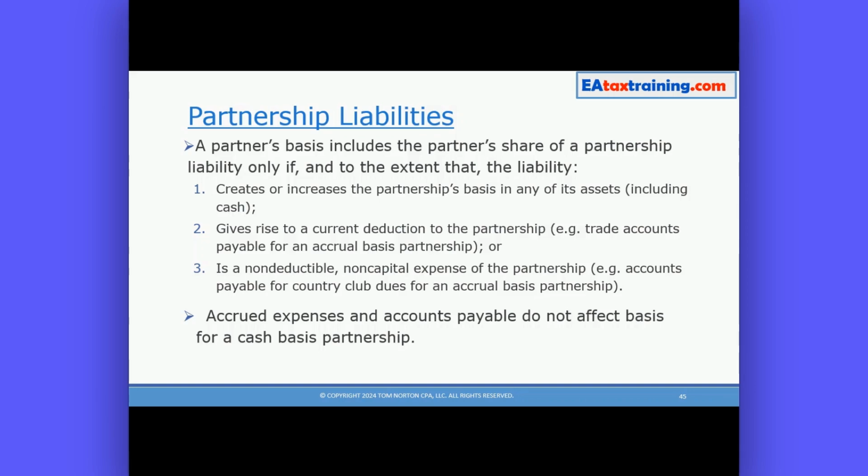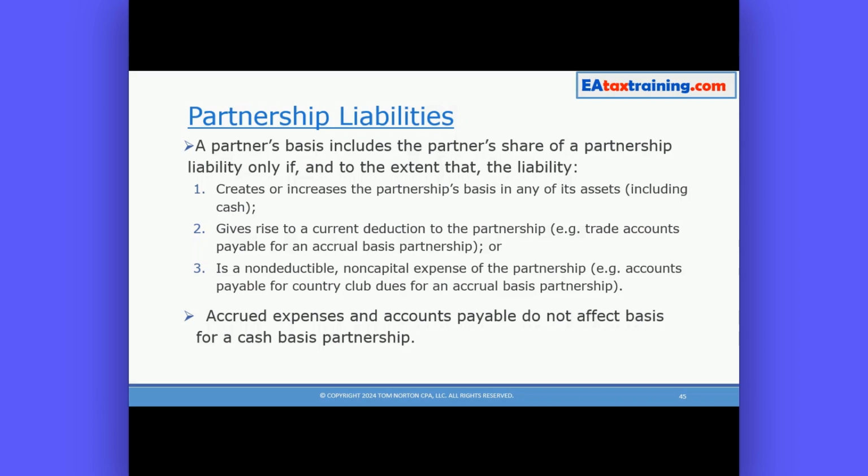But the other options are it gives rise to a current deduction to the partnership, such as trade accounts payable for an accrual basis partnership, or it is a non-deductible, non-capital expense of the partnership, such as accounts payable for country club dues for an accrual basis partnership. So notice in both cases, it's only for an accrual partnership. And then at the bottom there, we say accrued expenses and accounts payable do not affect basis for a cash basis partnership. So what are we talking about here?